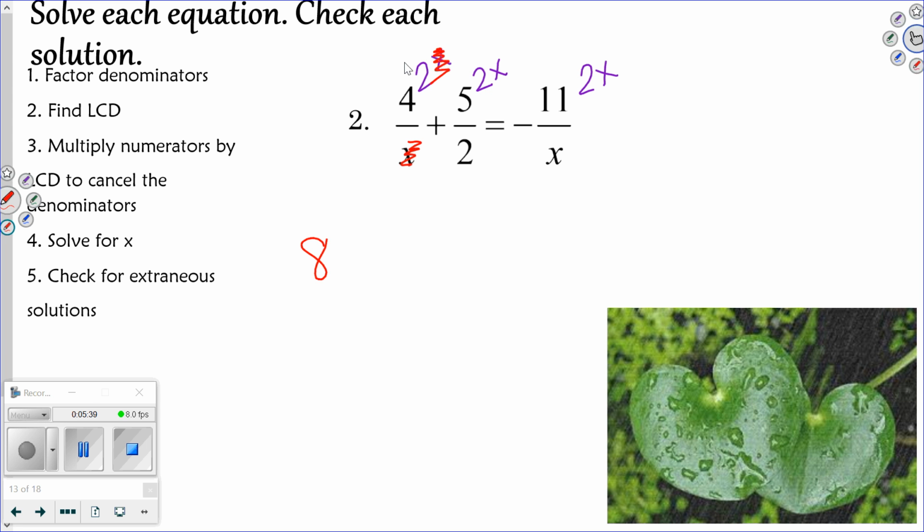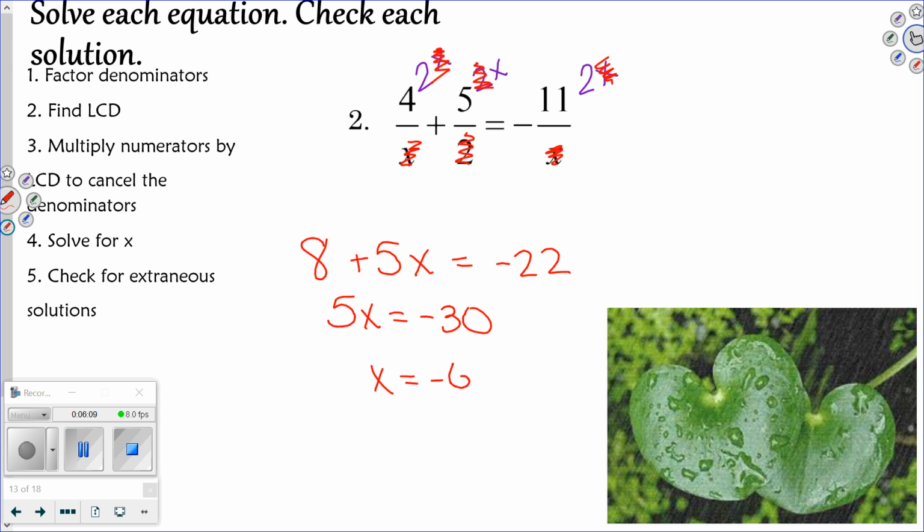The second term, cancel the 2. Good, so plus 5x equals, good, the x's cancel, and I have negative 22. Don't lose that negative sign. Savannah? I would. So we'll subtract the 8 over there. So we get 5x equals negative 30. So x equals negative 6.